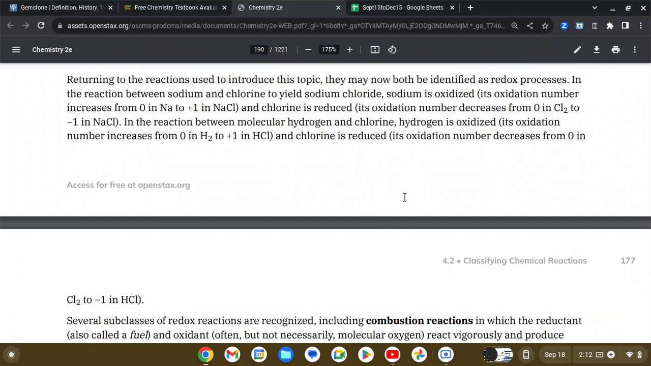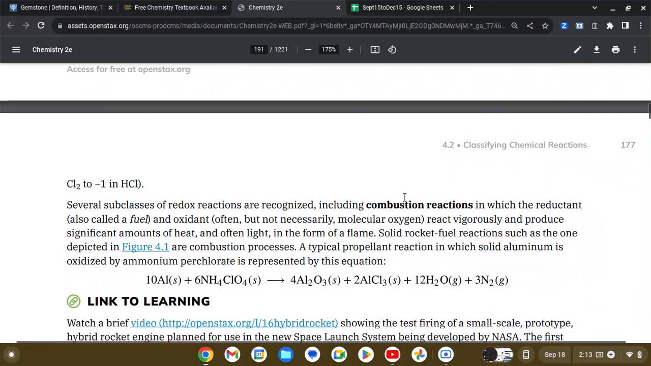In the reaction between molecular hydrogen and chlorine, hydrogen is oxidized. Its oxidation number increases from 0 in H2 to +1 in HCl, and chlorine is reduced. Its oxidation number decreases from 0 in Cl2 to -1 in HCl.